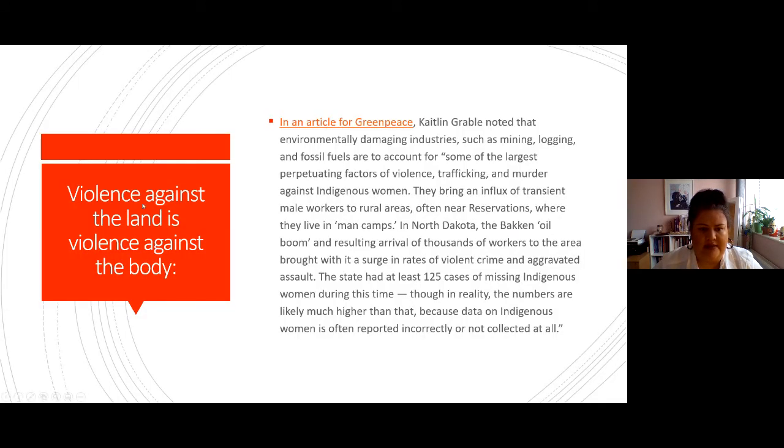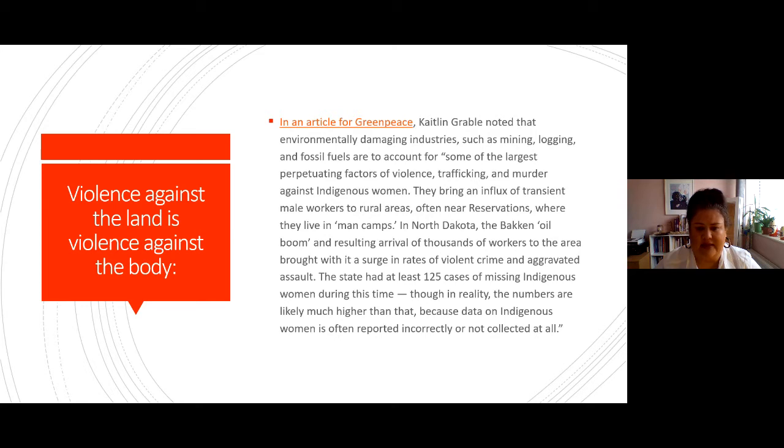Going along with that, violence against the land is violence against the body. In an article for Greenpeace, Caitlin Grable noted that environmentally damaging industries like mining, logging, and fossil fuels are some of the largest perpetuating factors of violence, trafficking, and murder. They bring an influx of transient male workers to rural areas, often on reservations, where they live in these man camps. In North Dakota, the Bakken oil boom resulted in the arrival of thousands of workers to the area, and this brought a surge in rates of violent crime and aggravated assault.